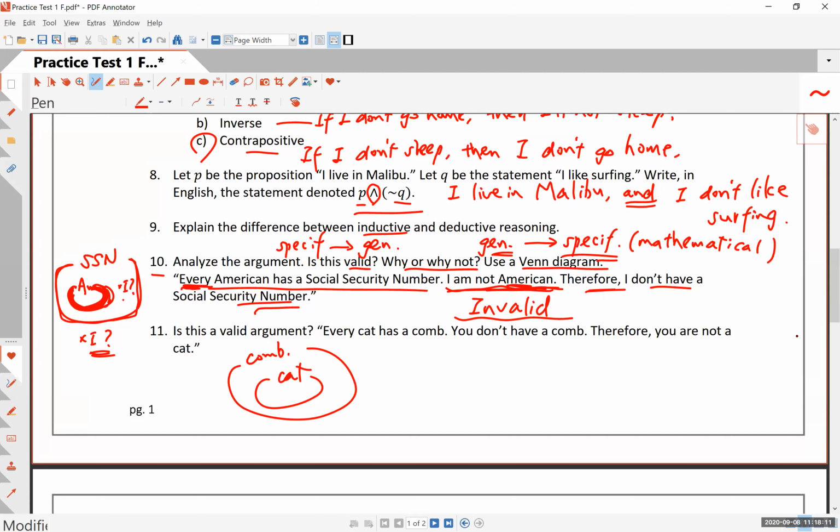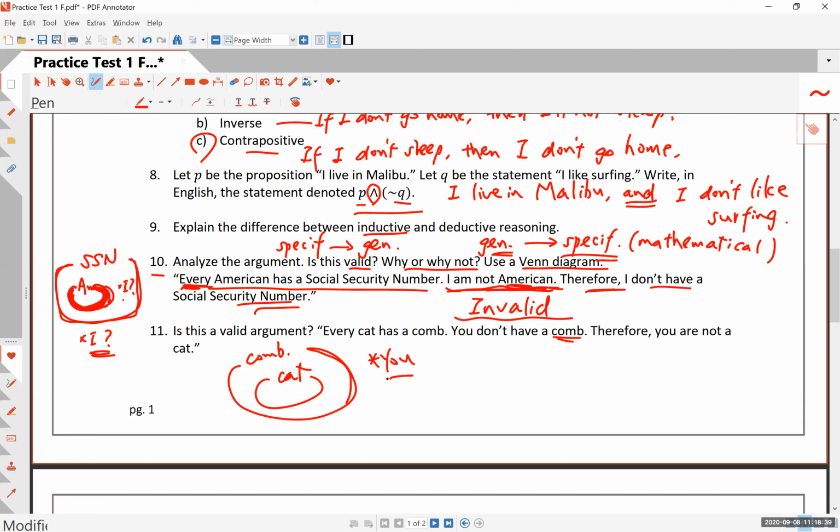That's an important part of analyzing arguments. You don't need to know what the statement says. Every cat has a comb. That means if you are a cat, you have a comb. Forget the fact whether it's true or not. Even forget the fact that it doesn't make sense. Now it says you don't have a comb, right? So where are the people who don't have a comb? It's outside of this outside circle. That's you here. Okay, so is it possible that you can be a cat?